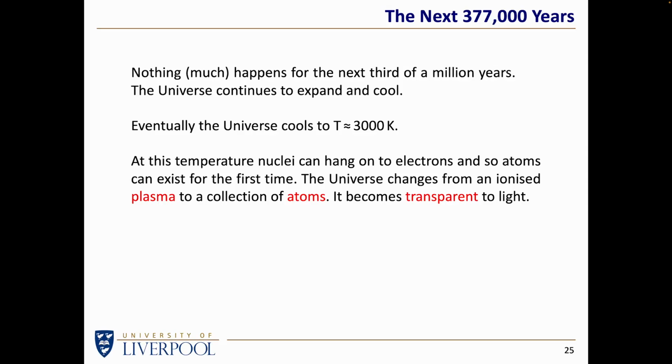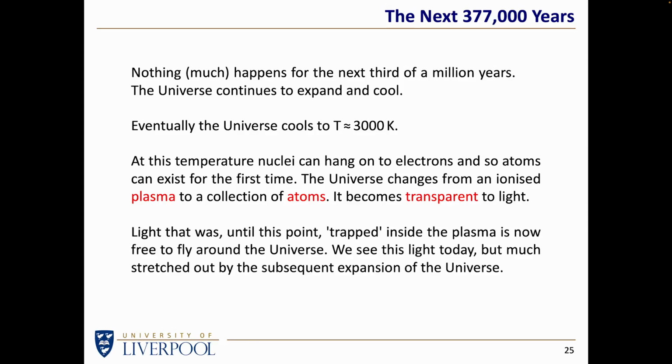Up to this point, there have been just nuclei and electrons. So the universe changes from being a plasma of positive and negative charge to a collection of neutral atoms, because the amount of positive and the amount of negative are balanced in every atom. At this point, the universe becomes transparent to light.